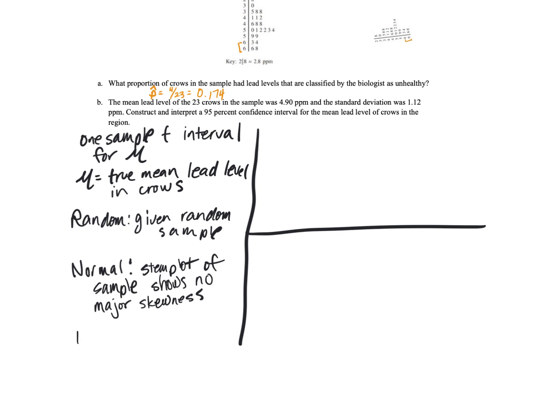What about independent? 23 crows is less than 10% of crows. 23 is definitely less than 10% of crows.